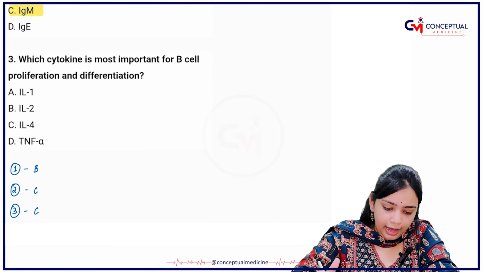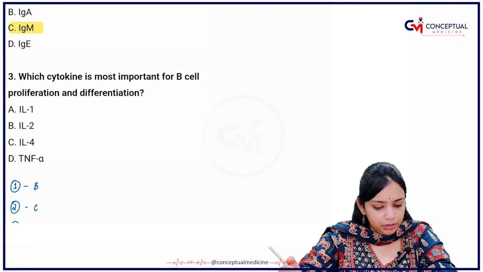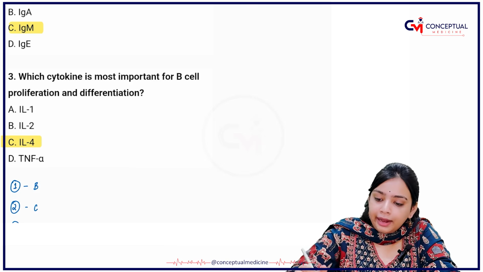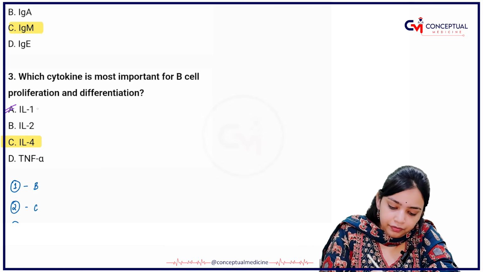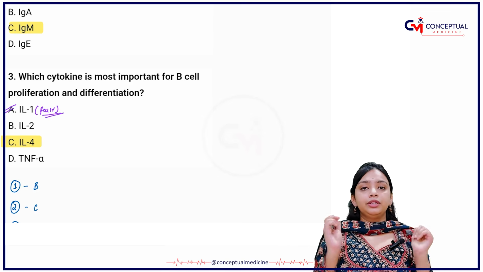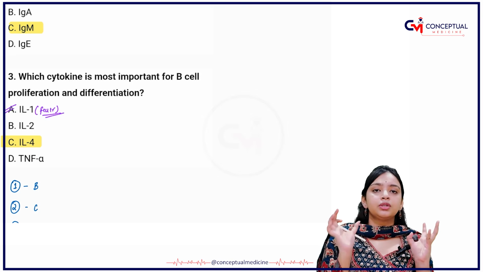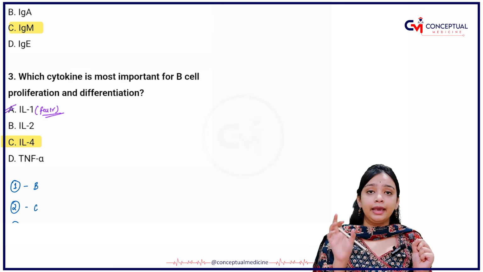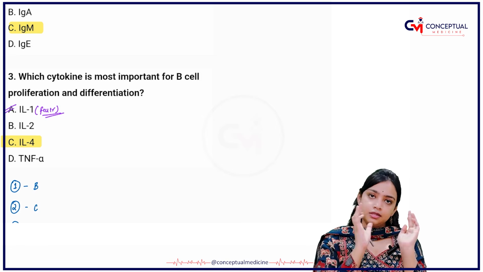Next, which cytokine is most important for B cell proliferation and differentiation? It is interleukin 4. We will also learn about the interleukins, because you know what interleukin 1 is for? It is for fever. The rest we will learn about the interleukins separately, and I will give you certain mnemonics that you need to remember, right? So this was all about the humoral immunity. Now I guess it's time for us to read about the difference between the humoral immunity and the cellular immunity, right?